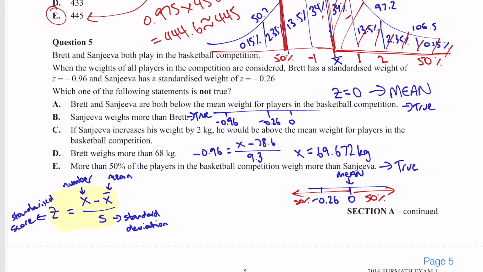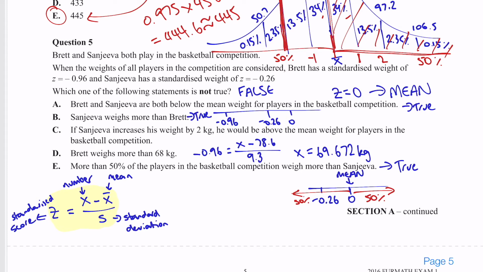Okay, so question 5. Brent and Sanjeeva both play in the basketball competition. When the weights of all players in the competition are considered, Brent has a standardized weight of Z equals negative 0.96 and Sanjeeva has a standardized weight of Z equals negative 0.26. Which of the following statements is not true? So we're looking for false.